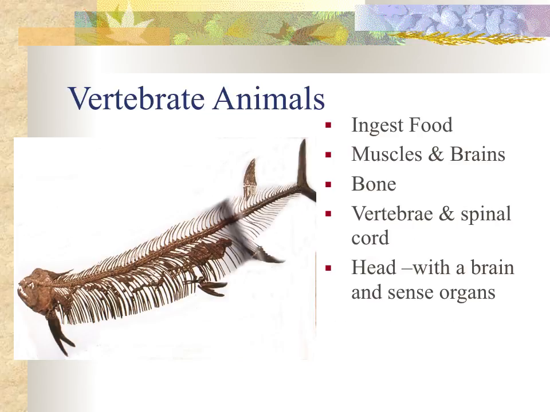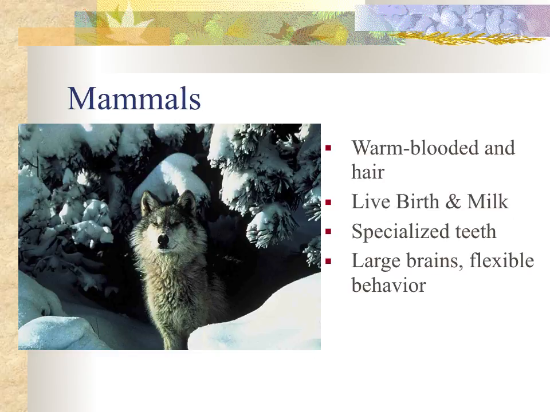Okay, we are clearly animals because we do things animals do. We ingest food, we have muscles, we have nervous tissue or brains. And out of the animals, we most closely resemble other vertebrates. Okay, these are animals that have bone, and in particular, backbones and spines. Okay, and they all have distinct heads with sense organs. And out of the vertebrates, we are clearly related to the mammals.